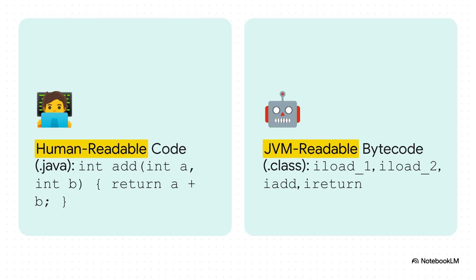And here you can see that translation in action. On the left, we've got the simple Java code that we write as humans. And on the right, that's a sneak peek at the bytecode it becomes. You see these little instructions like iload to load a number or iadd to add them together. This is the actual blueprint the JVM works with.